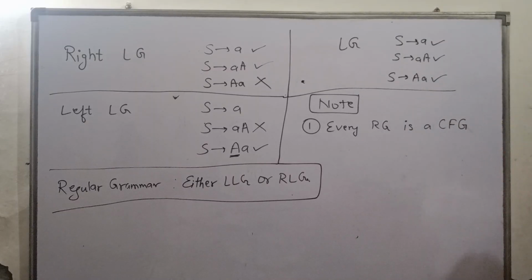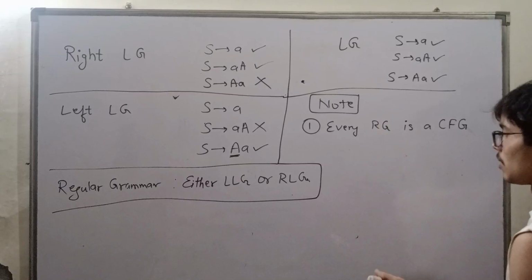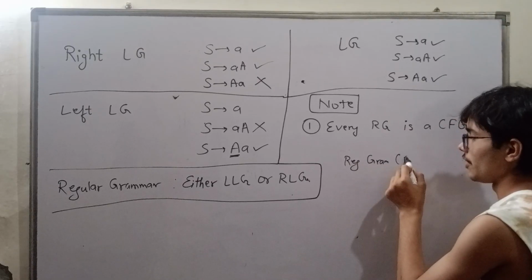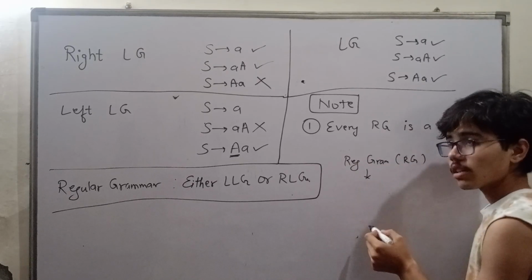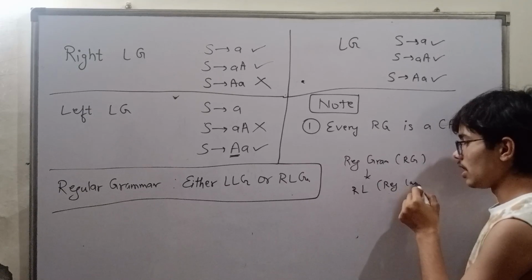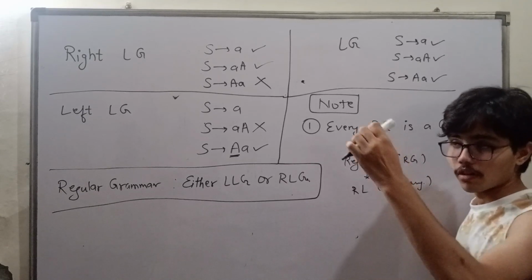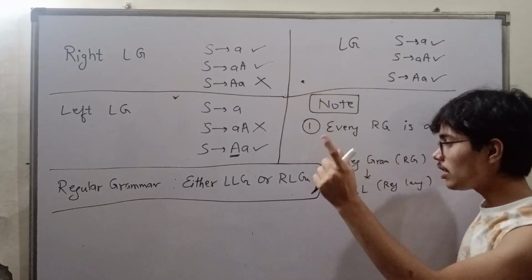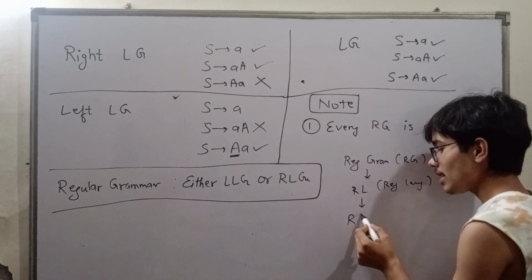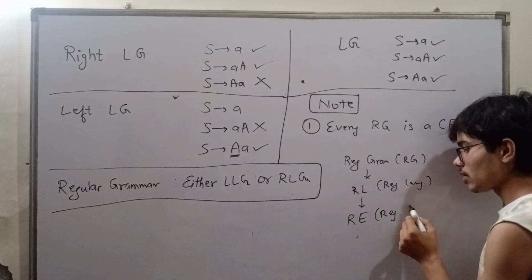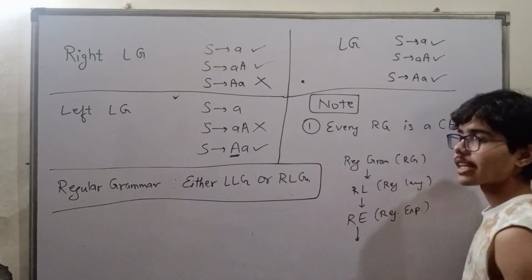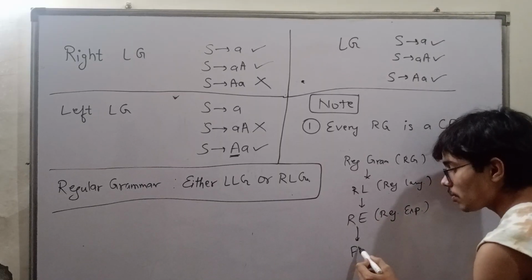But from now, what we think is, this is a regular grammar. I can make a regular language. Yes, I can make it. If there is a regular grammar, then a regular language can be made. If a regular language can be made, an equivalent regular expression can also be made. And if a regular expression can be made, then a finite automata can be made.